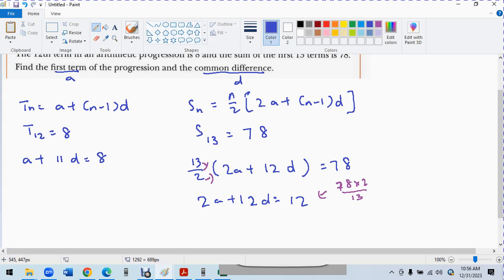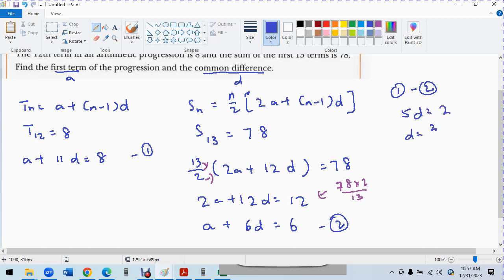All of this is a multiple of 2, so divide all by 2. We have a plus 6d equals 6. This is equation 1 and this is equation 2. So we take equation 1 minus equation 2, then we have 5d equals 2, so d equals 2 over 5, which is 0.4.